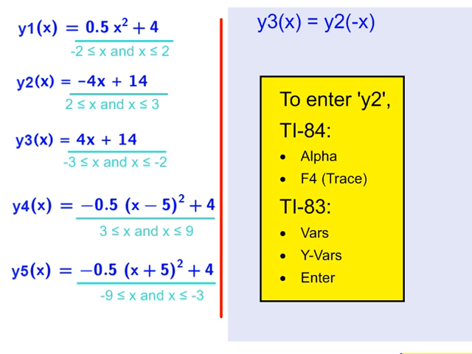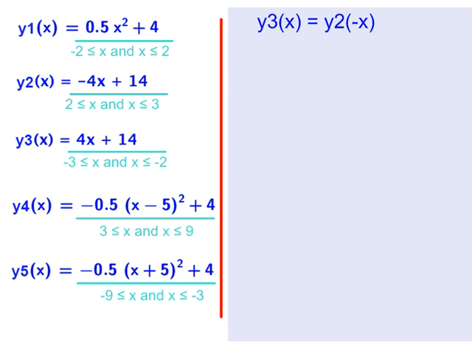on your TI-84, you'd go to alpha F4, which is right above the trace button. On your TI-83, you'd go to vars, y vars, and then hit enter when it prompts you or when it says function. So if that didn't make sense, if you didn't follow that, I'll ask that you please ask for clarification in class or during office hours. Hopefully you see the other functions out there as well that are reflections of each other.